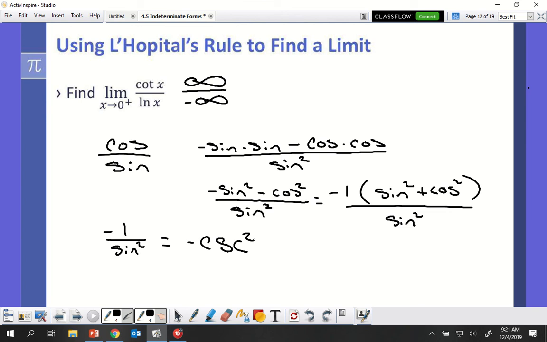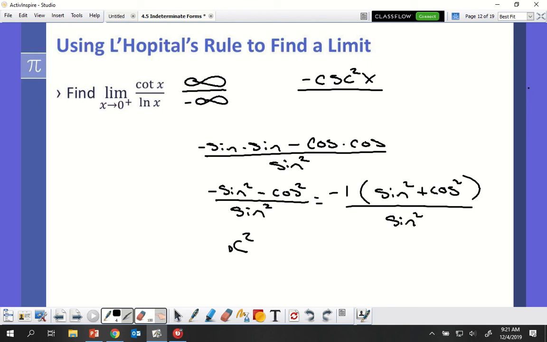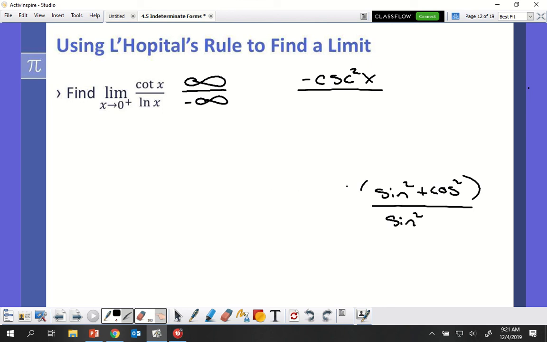Okay, so I'm going to go, this is going to be derivative. So this is going to be, what's it? Negative csc squared x over... All right, I'm going to erase this part right here because we're just done with that. All right, now derivative of ln is 1 over x.